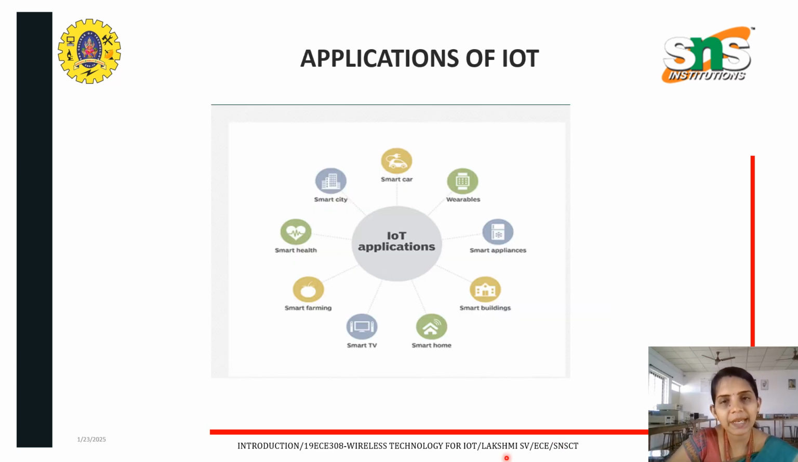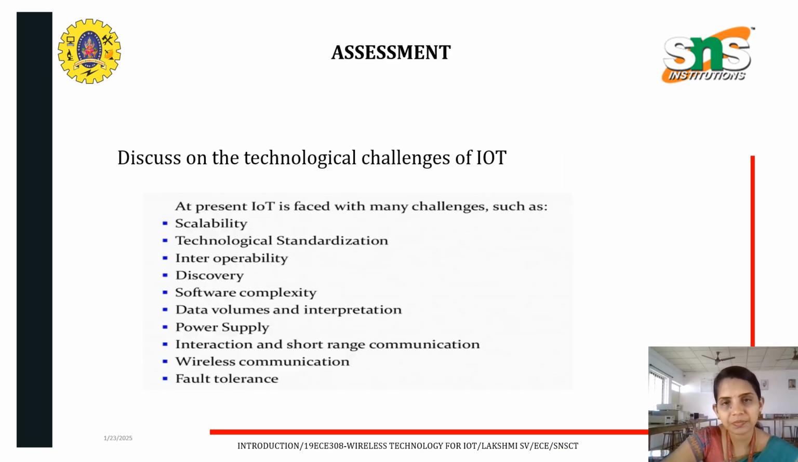A lot of applications are there with the help of IoT in various sectors like smart health, smart city, smart car, wearables, smart appliances, smart buildings, smart home, smart TV, and smart farming. These are the areas where IoT is being used.